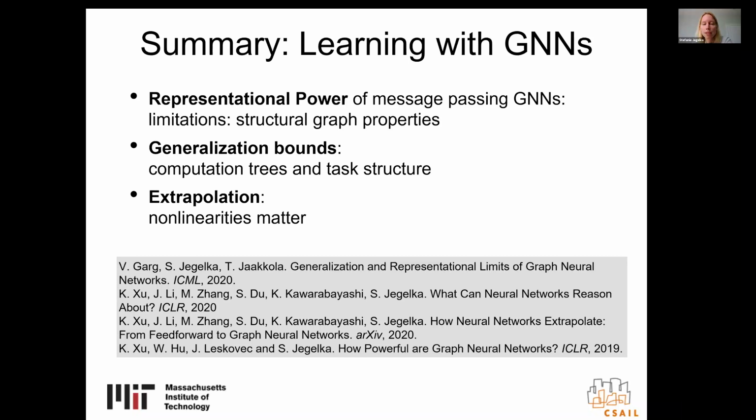Many of the analyses I showed you are trying to theoretically explain phenomena that we observe in practice, but I think there's still a lot to do in terms of tightening the results, making them more general, etc. Thank you very much for the attention, and I'm happy to take any questions now.